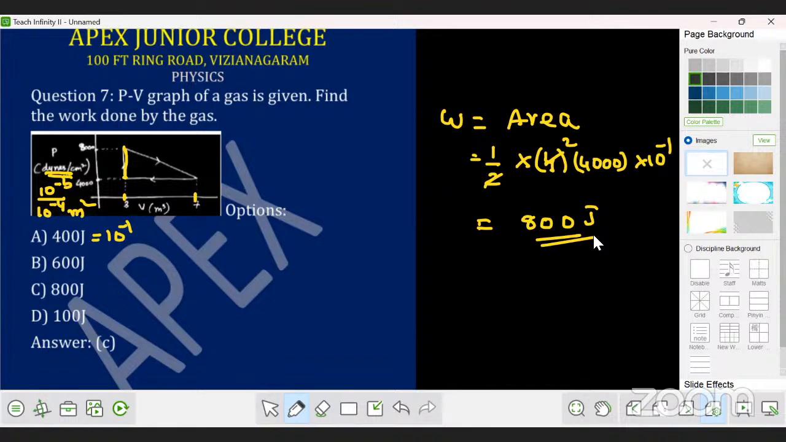But here the y component was given in terms of CGS units. You have to convert it into SI units. But the x component is given in terms of meter cube, SI units only. So no need to convert this. Only you have to convert this into SI units.